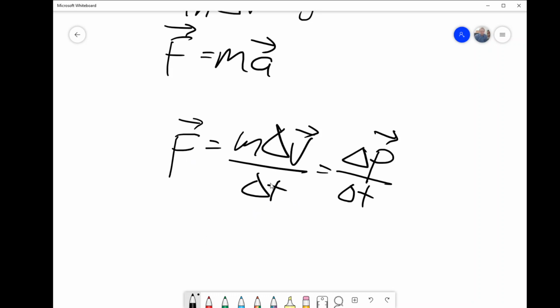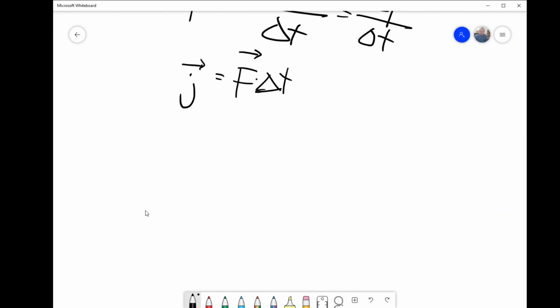So force is really just the change in momentum over the change in time. Or if we want to tie it to impulse, our impulse is the force multiplied by the time over which that force is applied.